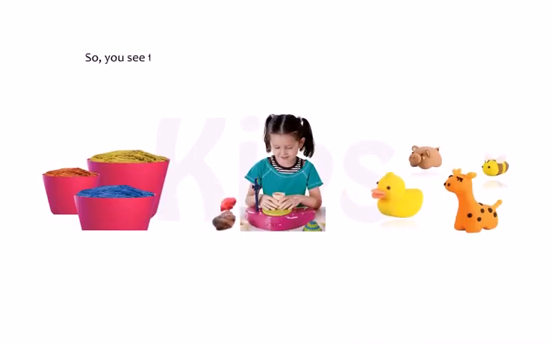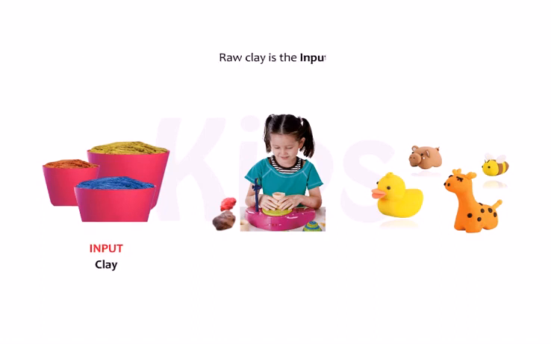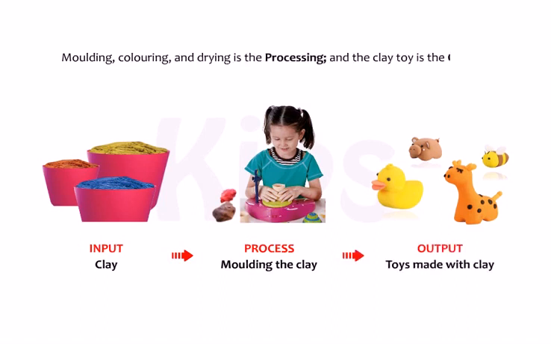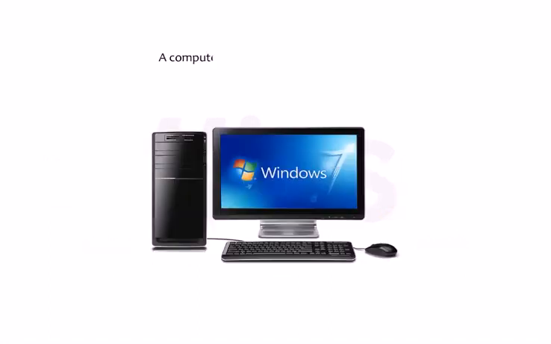So, you see that the formation of a toy is divided into three major steps. Raw clay is the input. Molding, coloring and drying is the processing, and the clay toy is the output. A computer also works in the same manner.